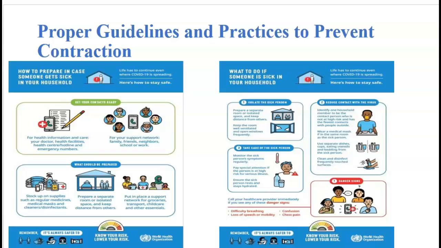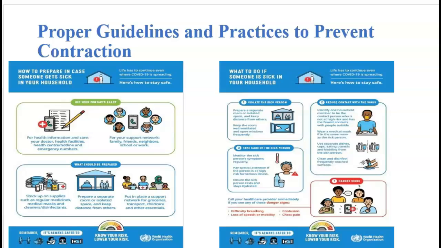And the next thing is how to prepare in case someone in the home is sick. If someone in the home is sick, then the biggest thing is that you want the person to be isolated. Have their own room, be isolated from everyone else, and be in a well-ventilated room. Have the windows open. Reduce contact with the person that is infected. Just try to reduce contact with them.